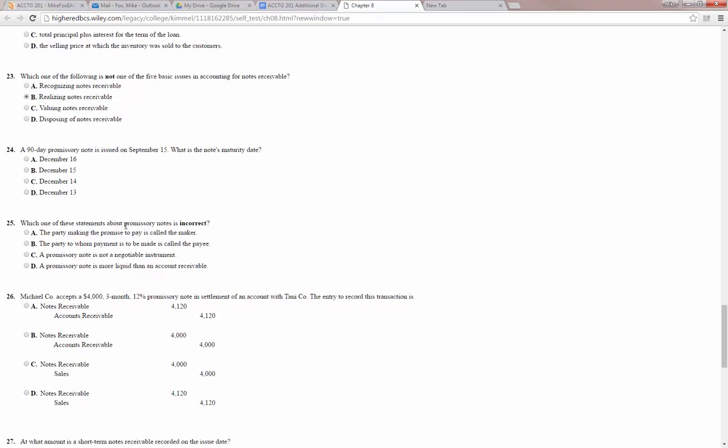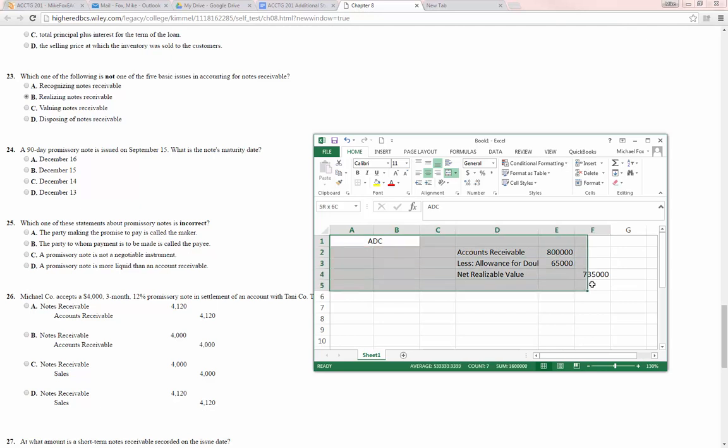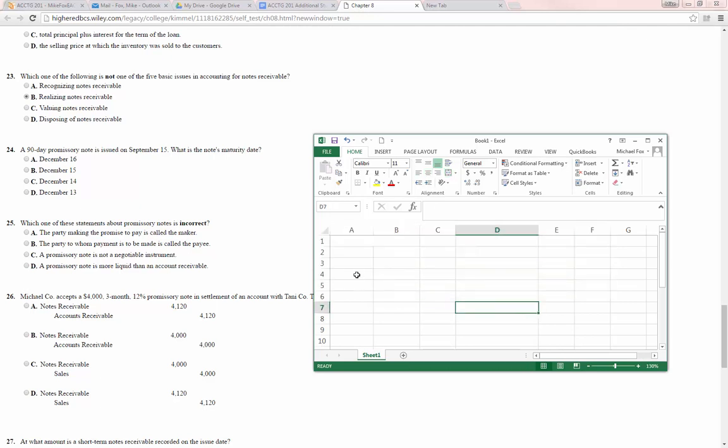All right, number 24, a 90-day promissory note is issued September 15th. What is the note's maturity date? So this is that issue of figuring it out. We have to say, okay, if I have a daily interest rate, then what am I going to include in my count? Because it can be a little bit confusing. So here's how I would go about doing this. Let me bring up my little scratch paper again here. I would say the term of the note, it's 90 days in this case.